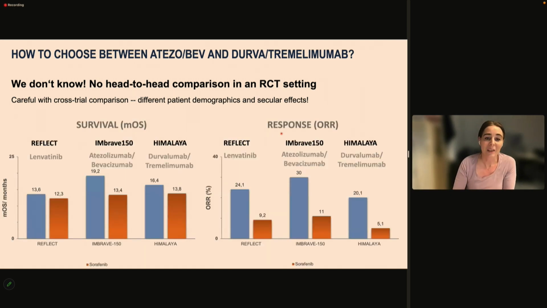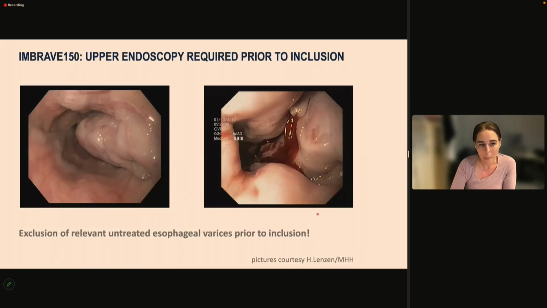If we were to do cross-trial comparisons anyways, this is how it would look. On the left-hand side, survival, and again, IMbrave 150 and the Himalaya trial here, and the response rate for IMbrave 150 and Himalaya. You might get the impression that actually IMbrave has the higher response rate with 30% versus 20% here. However, this is already challenged if you compare the response rate under the sorafenib control arm with 11 versus 5%. So really hard to draw any conclusions just based on this type of clinical efficacy data.